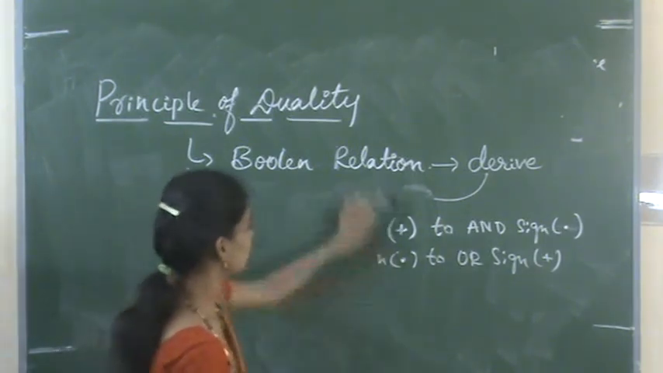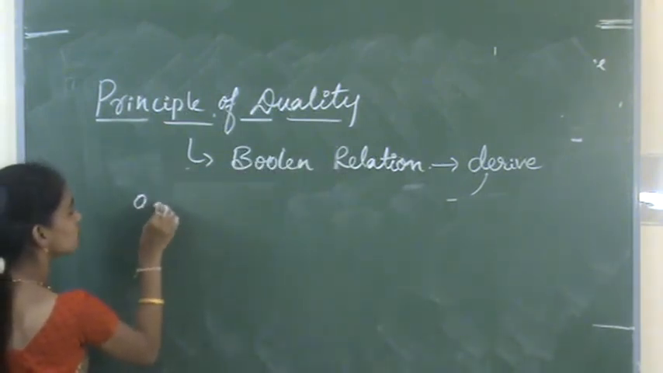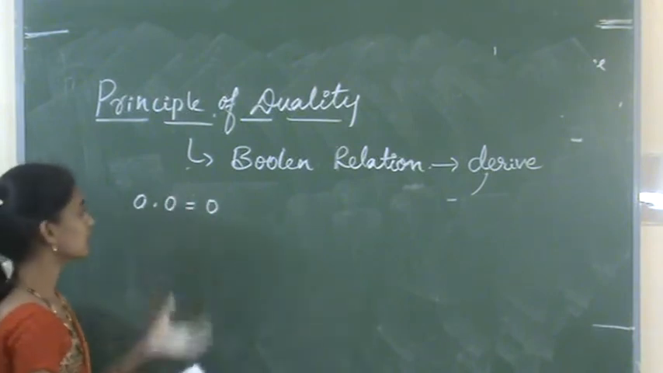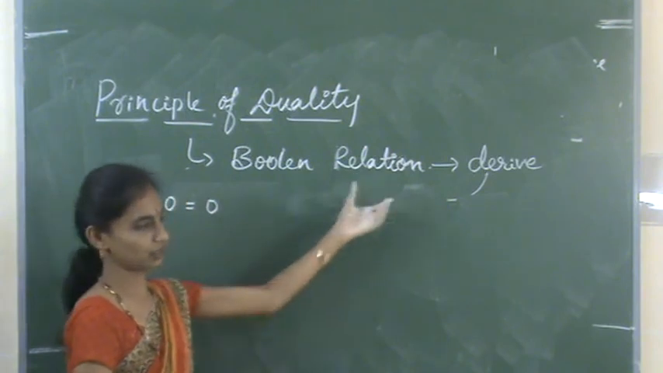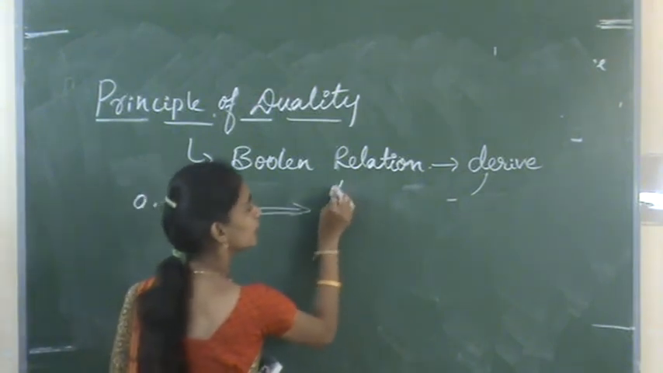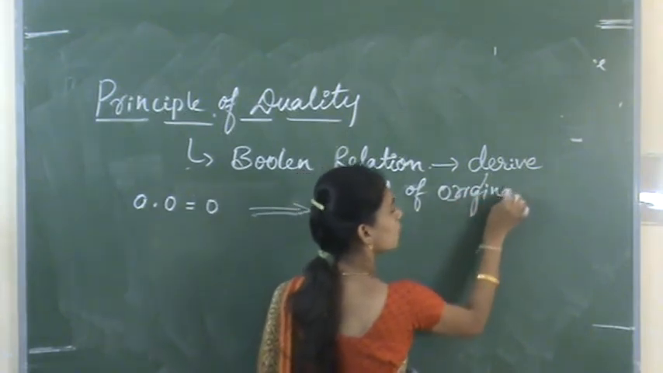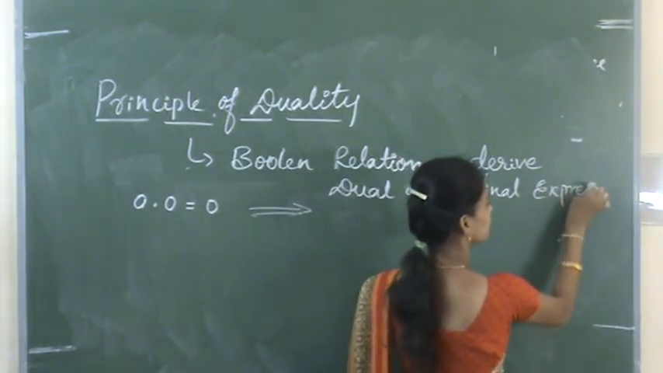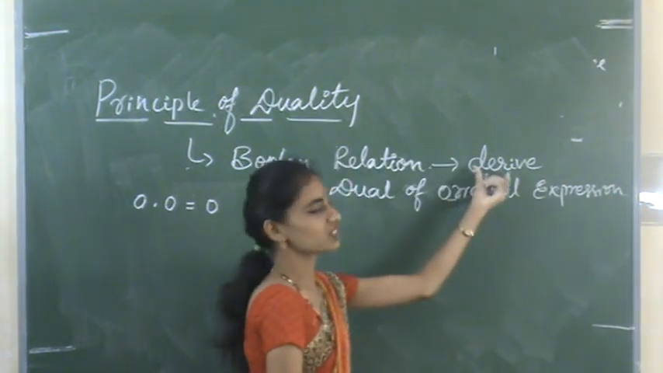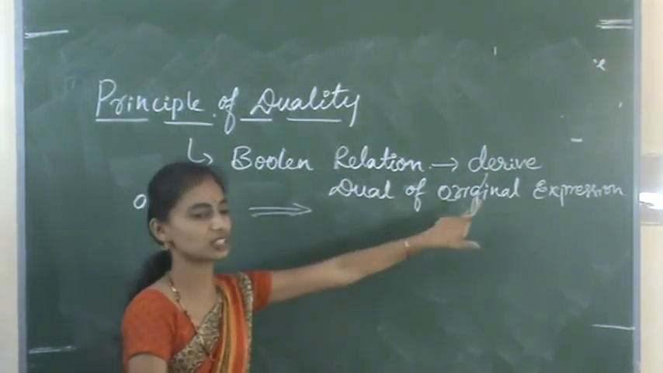Suppose, let me take one example. I have 0.0 is equal to 0. Suppose we consider this as one Boolean relation. Now I need to derive the dual of this original expression. What is this dual of the original expression? The derived Boolean relation we call the dual of the original expression.